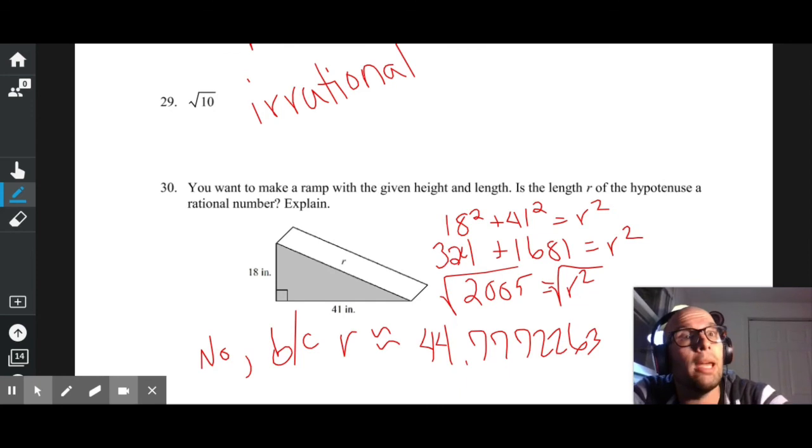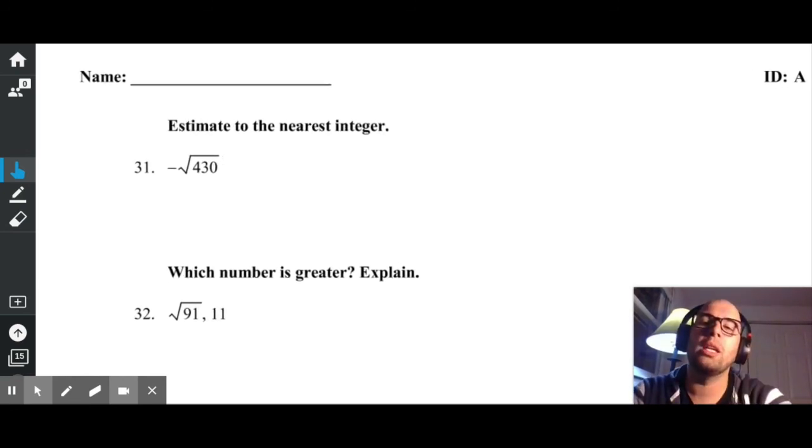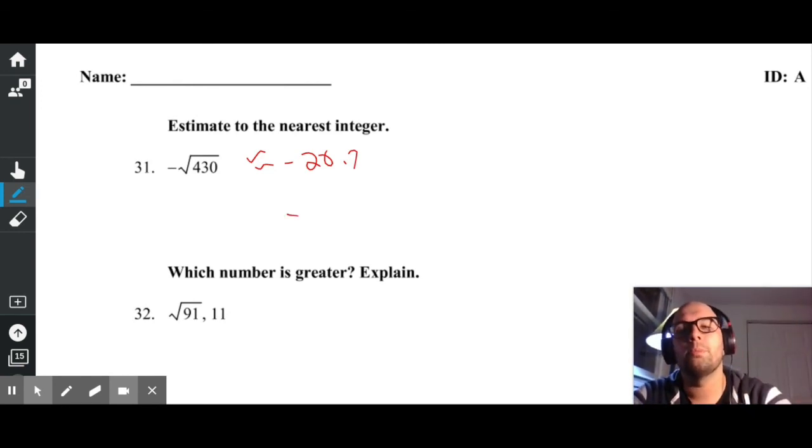Okay, one more page. 3 more problems and then we are done. Estimate to the nearest integer. My guess is either going to be 20 or 21, but I honestly don't know what the square root of 430 is. So 430, square root, 20.7. So this is going to be negative 20.7. The nearest integer means the nearest number without a decimal. Negative 21.